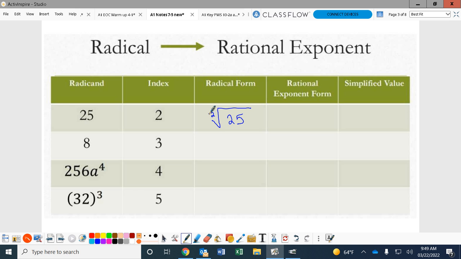Okay, now let's put it in rational exponent form. We're going to take this and we're going to put the 25 right here. The radicand's still going to be the number that's there. And then we're going to write a fraction on the outside. What is the power on a number when there's no number here? 1. That goes on top. The index on the outside goes on the bottom. There it is, 25 to the 1/2.